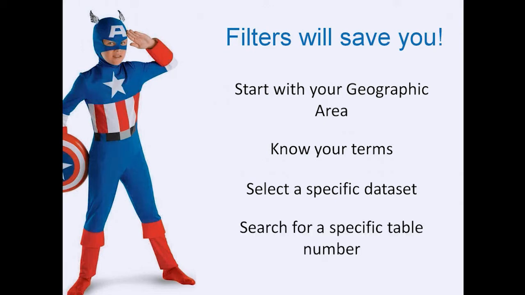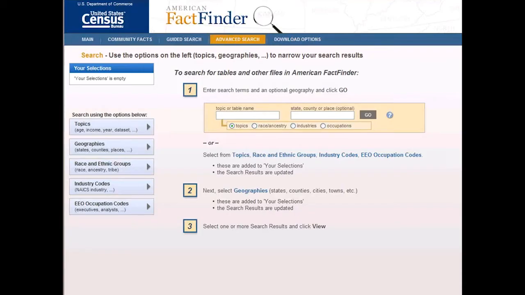And then when you get really savvy, you can actually search for a specific table number. That's a little bit more of an advanced use of it, but once you've used it once or twice and you start writing down or keeping notes somewhere of what tables you tend to go back to time and again, having those specific table numbers will speed your process dramatically. So let's first look at starting with your geographic area and knowing your terms.